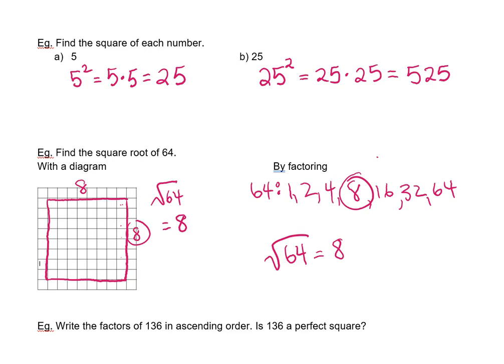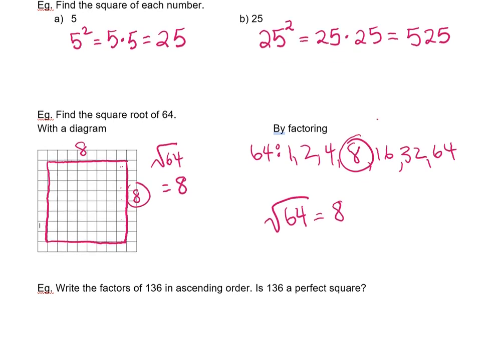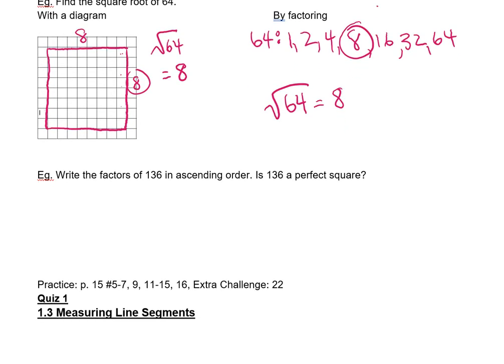Let's write the factors of 136 in ascending order. Ascending meaning going from smallest to largest. So the factors of 136 are 1 and 136. I don't know how many there are, but I'm going to split them up. It's even, so I know 2 will go into it, and that'll go in 68 times.